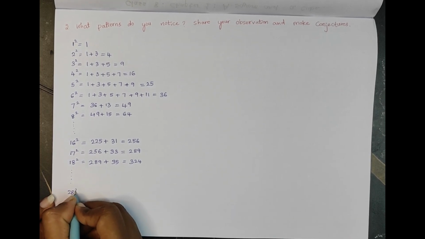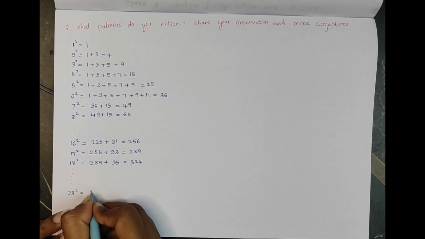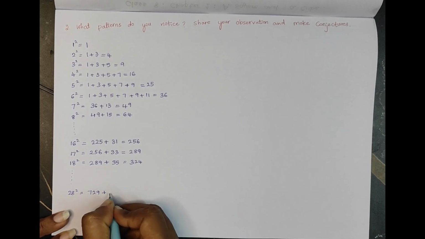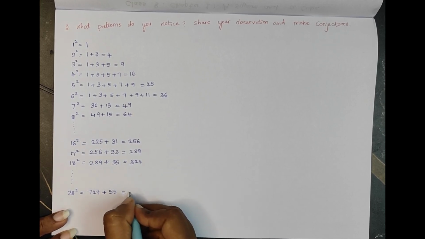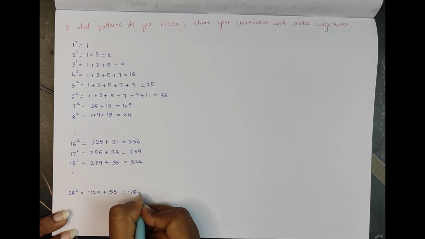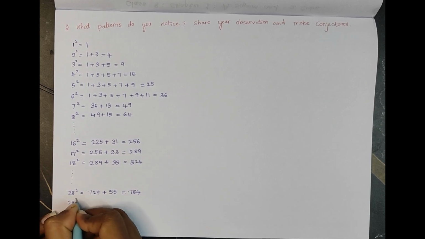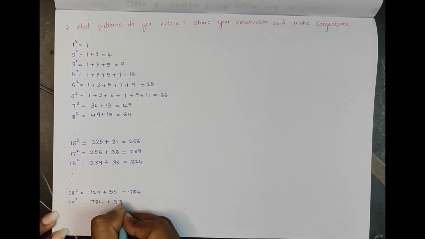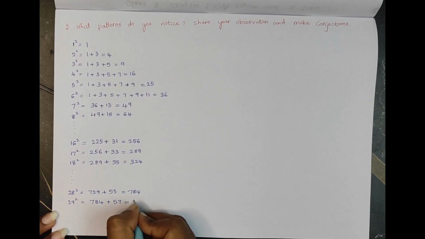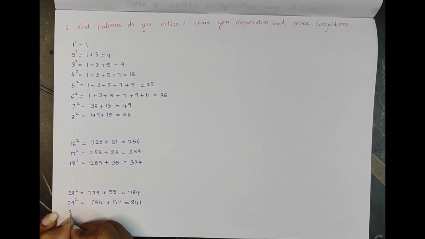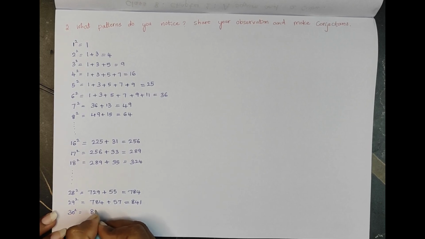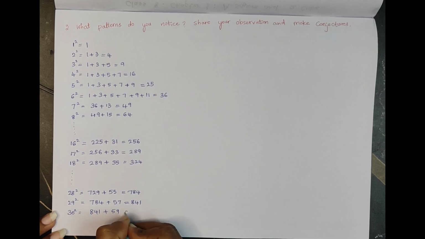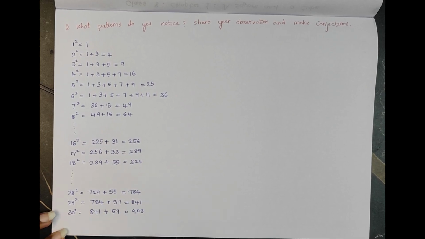Similar patterns for 28 square. What is 27 square? We have 729. So what odd number will I get here? 55. So 784. 29 square, I'll take 784 plus 57, the next odd number. So it will be 841. 30 square, 841 plus 59. So I'll get 900.